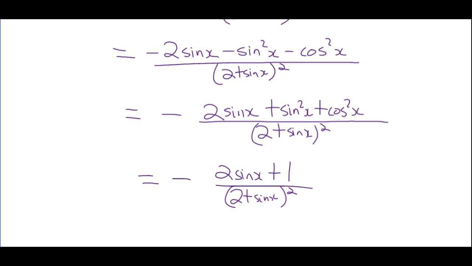This expression here is the negative of this, so when 2 sine x plus 1 is negative, then that will become positive and we'll have an interval of increase. But let's work our way through this. So let's just start with this.